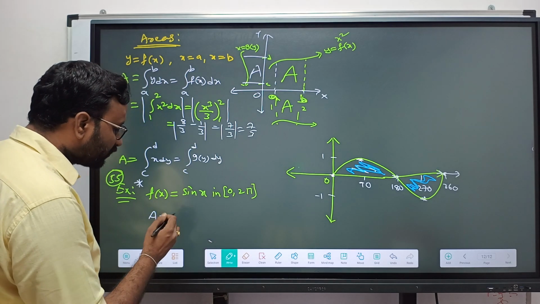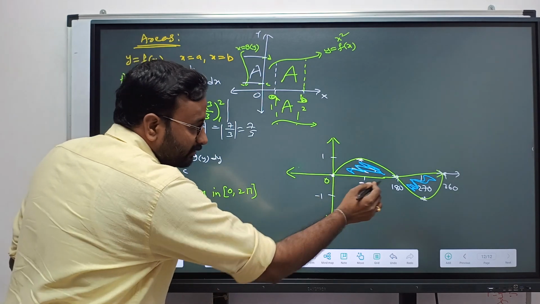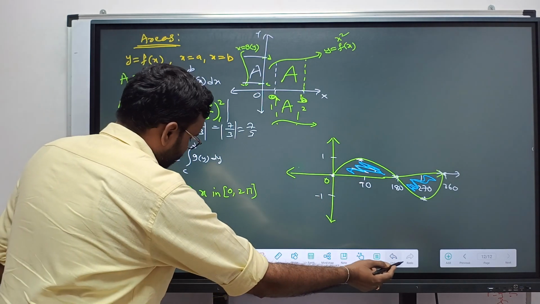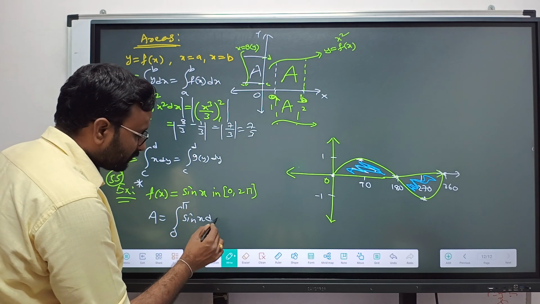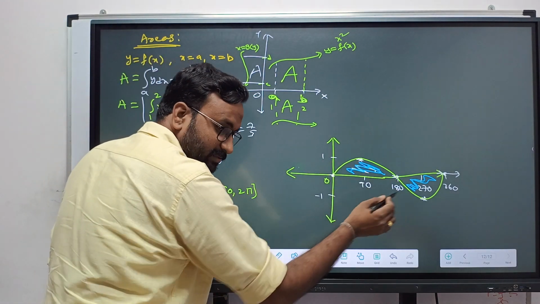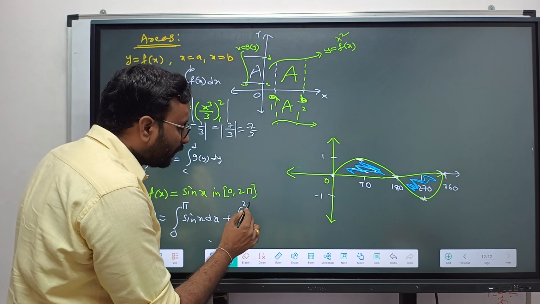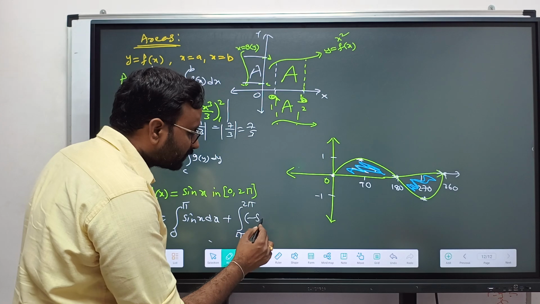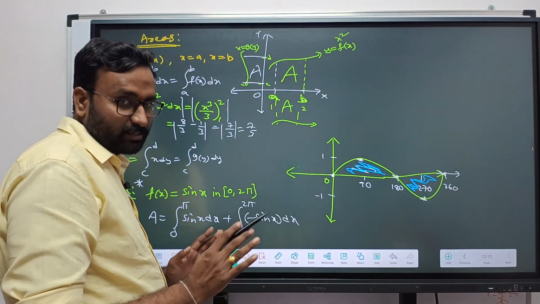Area A is equal to the integral from 0 to 180 of sin x dx (positive), plus the integral from pi to 2 pi, where it becomes negative, of minus sin x dx. We add these two and then you will get the final answer. I gave you two problems like this with mod, okay?